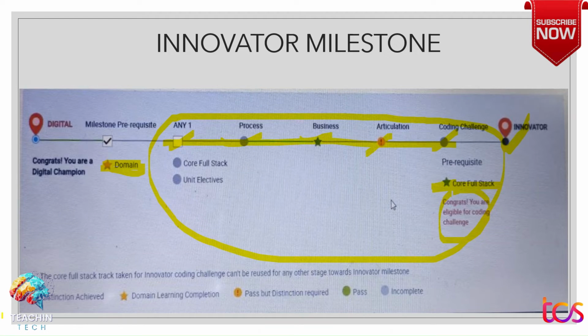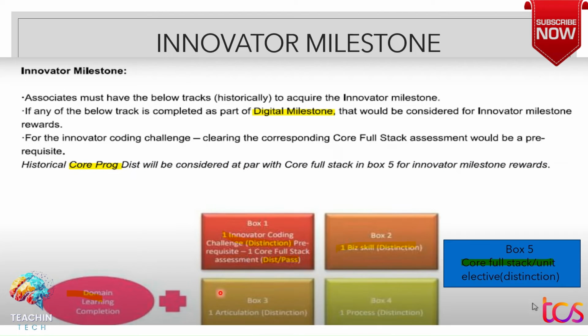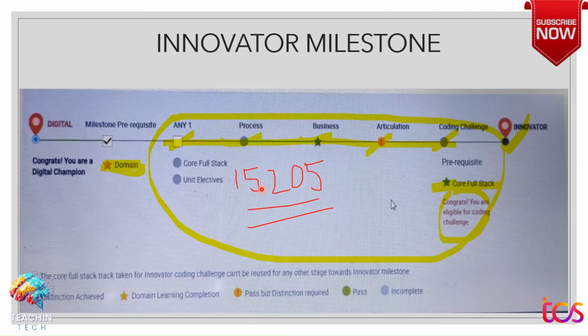To find these courses, you should go to 10205. I think most of them know this, but I am reiterating it for those who don't know. This is the complete course ID where you can find this, the complete journey of the innovator milestone. So you should finish in these ways, keep in mind these things, and you can finish this.